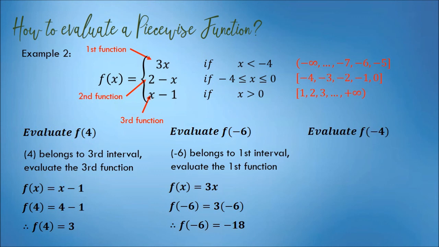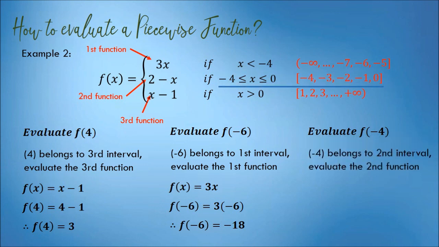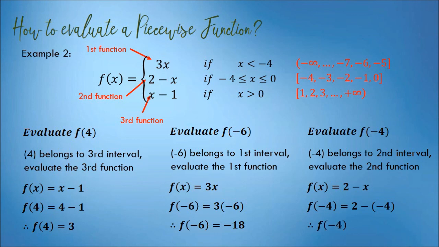One more evaluation for this given. Evaluate f of -4. -4 belongs to the second interval. Therefore, evaluate the second function. That function is f of x is equal to 2 minus x. Substitute -4 to x. Then simplify the answer. 2 minus -4 is the same as 2 plus 4. 2 plus 4 is 6. Therefore, the value of f of -4 is 6.